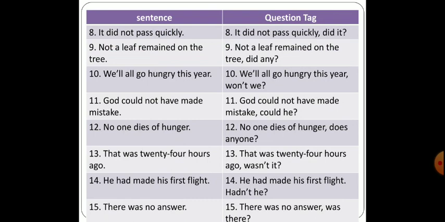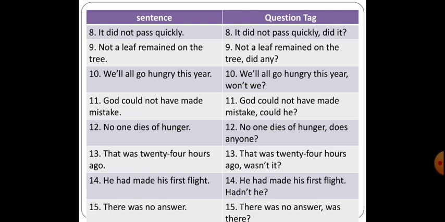Next, eighth sentence. "It did not pass quickly." So the question tag would be, "It did not pass quickly, did it?" Ninth one, "Not a leaf remained on the tree." The question tag would be, "Not a leaf remained on the tree, did any?" So you can see over here, "not" is there, so the sentence is negative. When you form a question tag, it would be in a positive way.